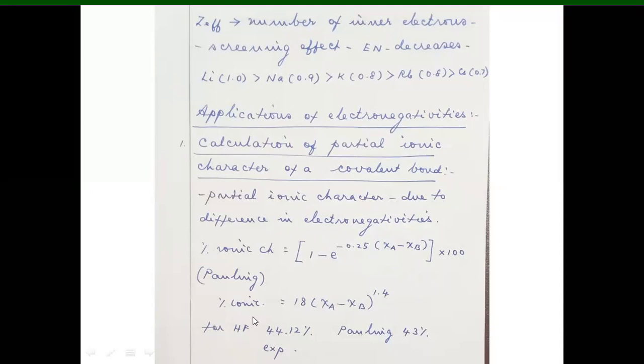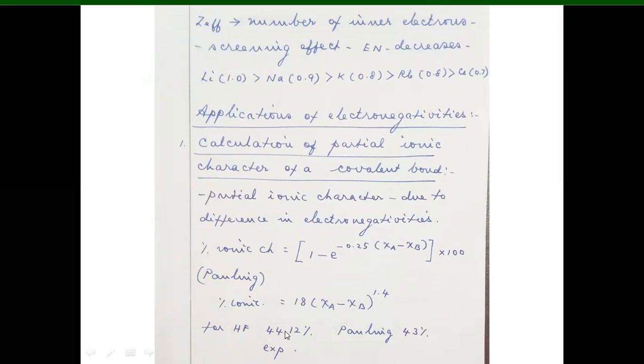So for hydrogen fluoride, the ionic character found was 44.12%. By Pauling's formula, it was found out to be 43%, almost equal, which says that the formula is almost correct. Look here, hydrogen fluoride is not purely ionic and not purely covalent, which possesses 44.12% of ionic character. So the remaining is the covalent character.